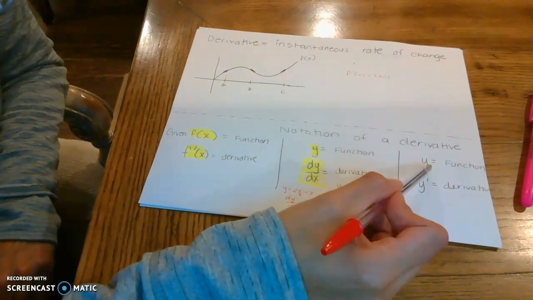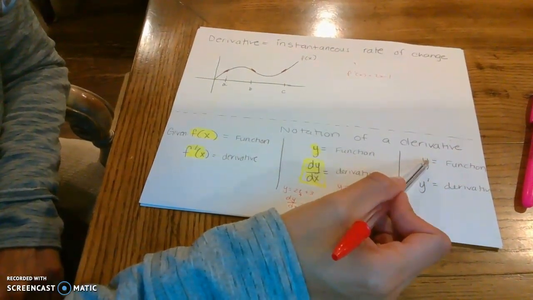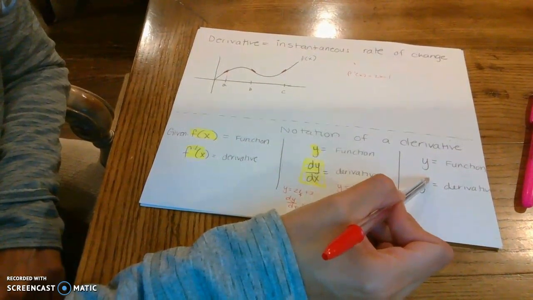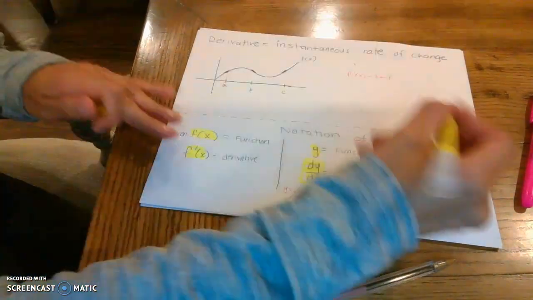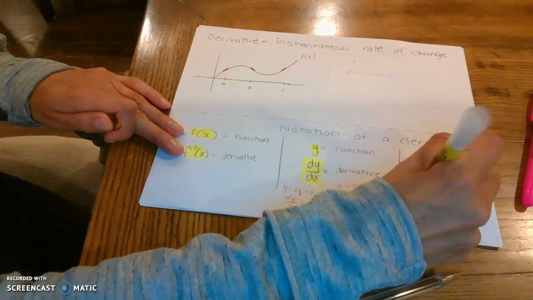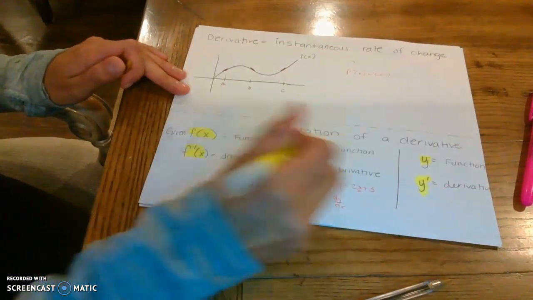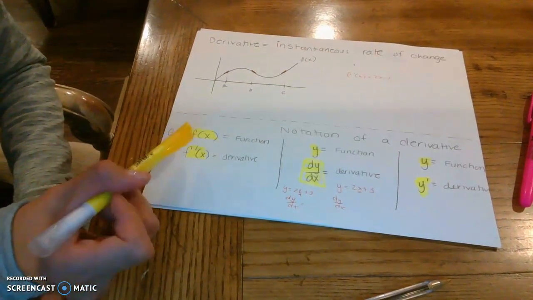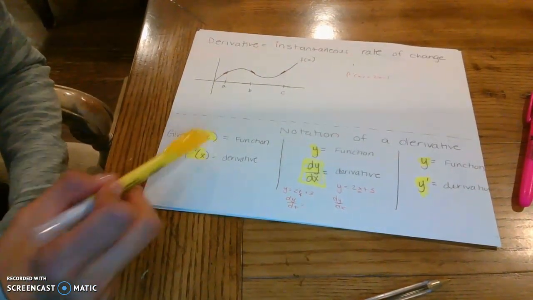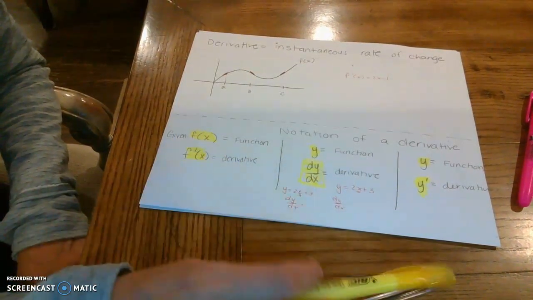Here, another way to say y equals for a derivative is this little prime mark. So y prime is another way to represent a derivative. This all means the same thing, but these are the three notations that you will see. And again, I don't think I have to say this, but if it was h of x, then you would see h prime of x for the derivative.